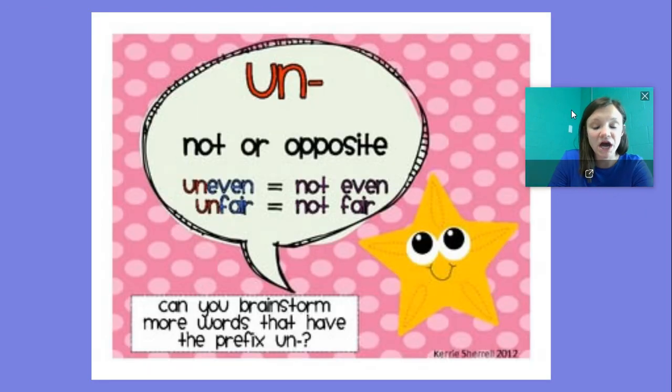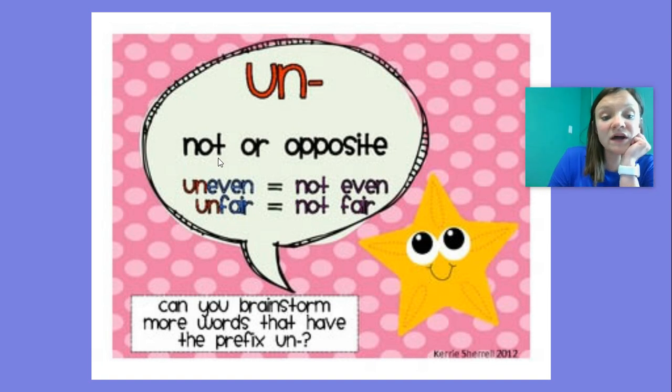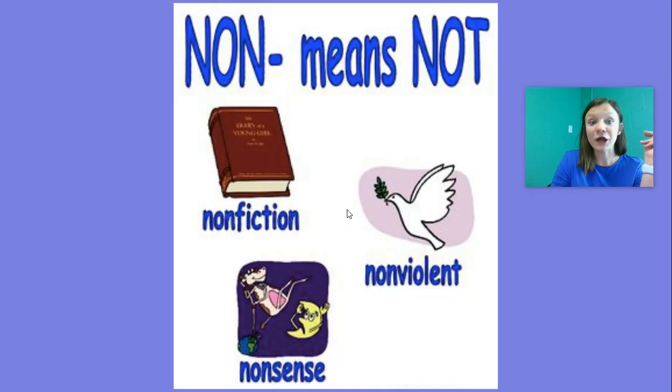Yesterday we worked on un. If you add the prefix un to the beginning of a word, it means not or opposite. As you are reading, if you see un something, you can look at that base word and know that it means not that, right? So if something is uneven, it's not even. If something is unfair, it's not fair. Unacceptable, unappreciated, right? Un means not. There's another prefix that means not, right?